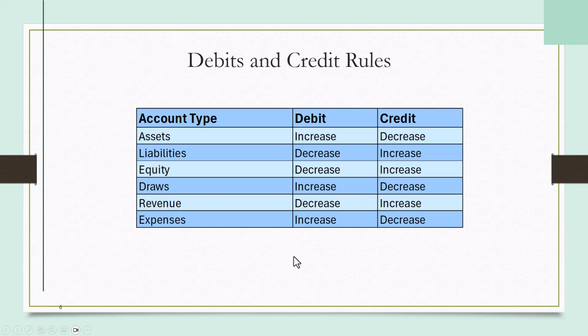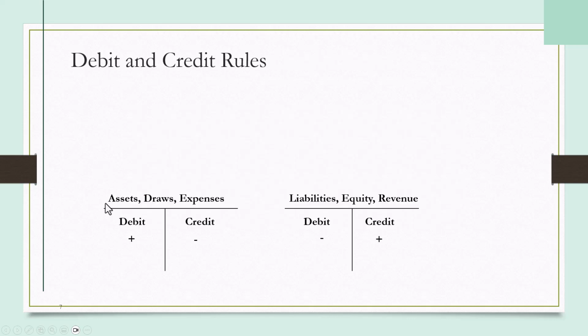And then I have a different way to present the information in case the different way is easier for you. Assets, draws, expenses: the debit side is the plus side. Credit side is the minus side, and vice versa for the other types of accounts. And I did talk about draws specifically in the last video because this is an equity account. So this is the way a lot of textbooks will teach you debits and credits.